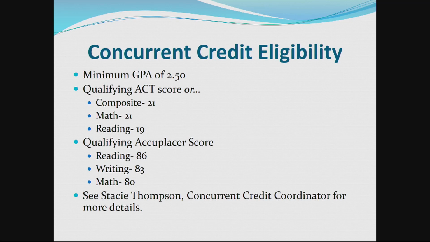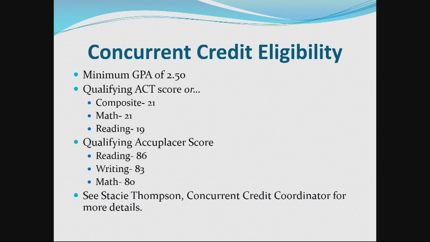The next slide talks about concurrent credit eligibility. Many of the classes we offer can be taken for concurrent credit. Concurrent credit allows students to simultaneously earn college credit and high school credit by taking academically challenging college-level curriculum. These courses are taught by college-approved high school instructors and cost a fraction of typical college classes.